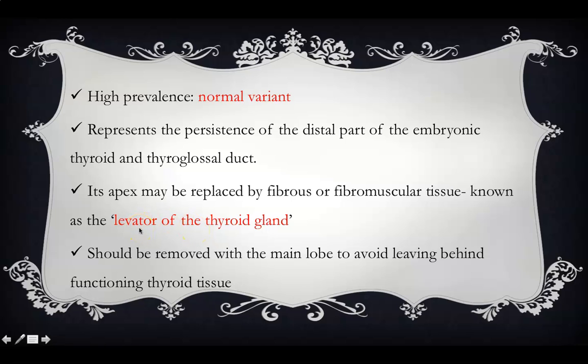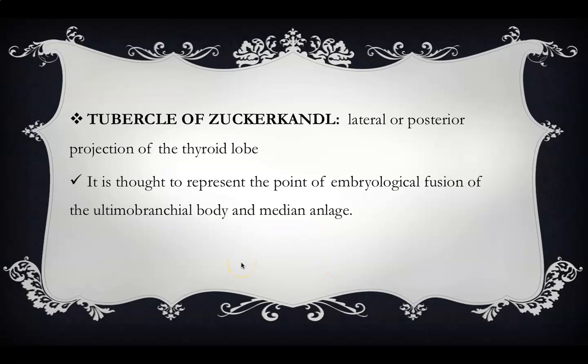Whenever we are doing a thyroidectomy, we have to remove the pyramidal lobe to avoid recurrence of the disease. So it should be removed with the main lobe to avoid leaving behind functioning thyroid tissue.